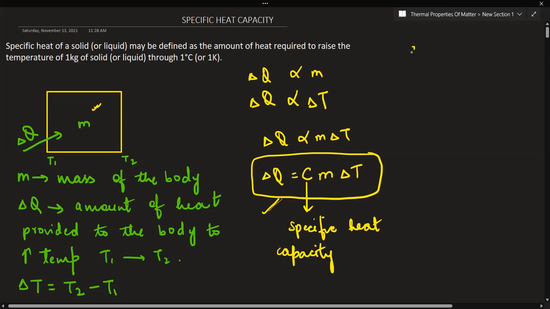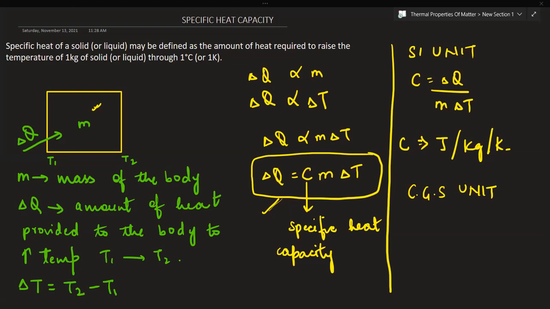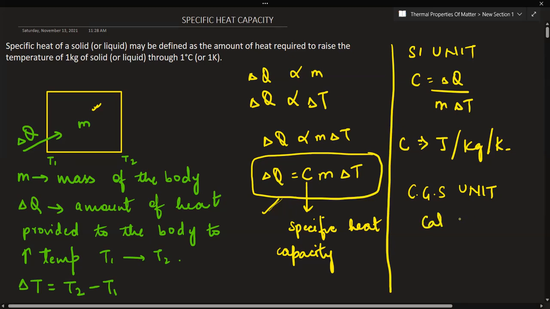Now regarding its unit, C will be equal to delta Q divided by M delta T. So SI unit for C, it would be delta Q, this is heat supplied, this is joules per kg per Kelvin. And if I write it in CGS unit, what is the CGS unit of joule? Calorie per gram per degree Celsius. This will be the CGS unit of C, specific heat capacity.